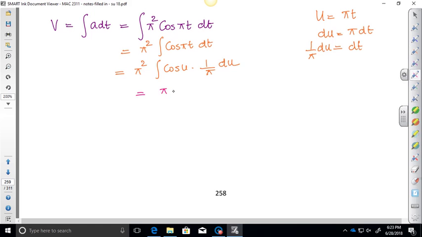So it's going to be pi squared over pi times the integral of cosine u du, which is pi sine u plus c, which is pi sine pi t plus c. So that is the velocity. Velocity is pi sine pi t plus c. Question?